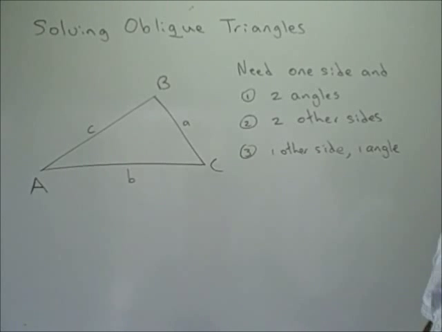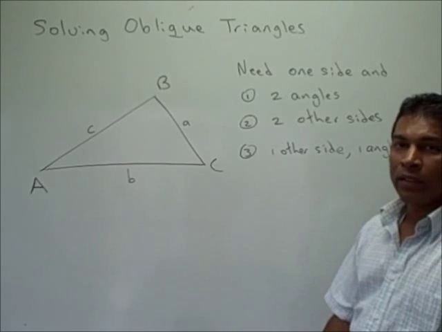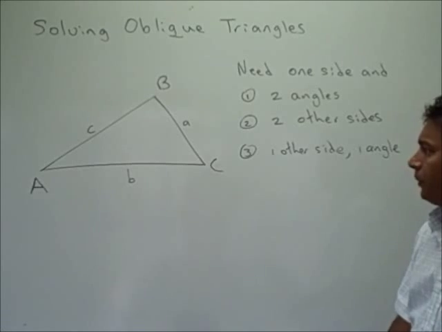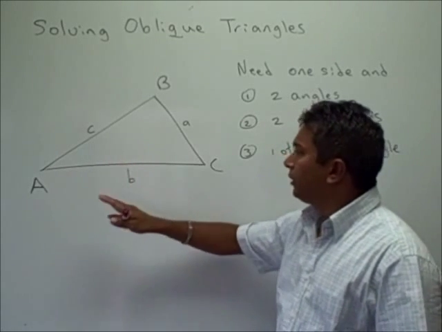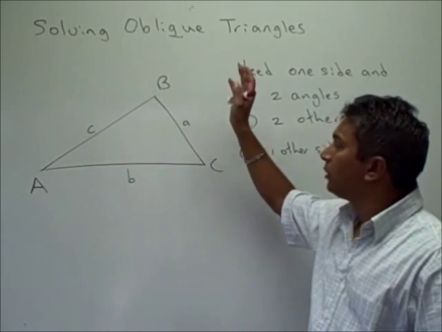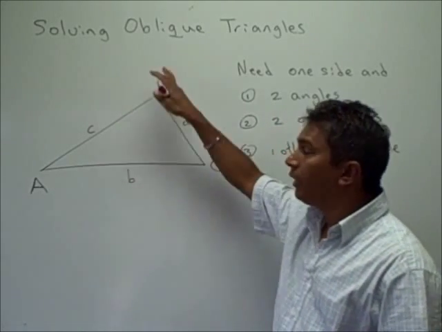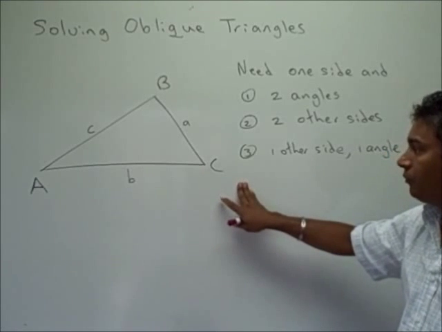In the next two sections, we'll be solving oblique triangles. An oblique triangle is one in which there is no right angle. So here we have a triangle. It's labeled A, B, and C, and we're using uppercase letters for angles. So here we have angle A, angle B, angle C.